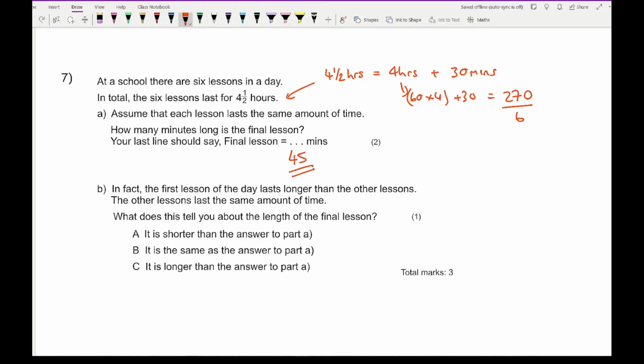It then says, in fact, the first lesson of the day lasts longer than any other lessons. The other lessons last the same amount of time. What does this tell you about the length of the final lesson? Well, if more time is going towards the first lesson, all the other lessons are going to be shorter. So the correct answer we should highlight is going to be A.